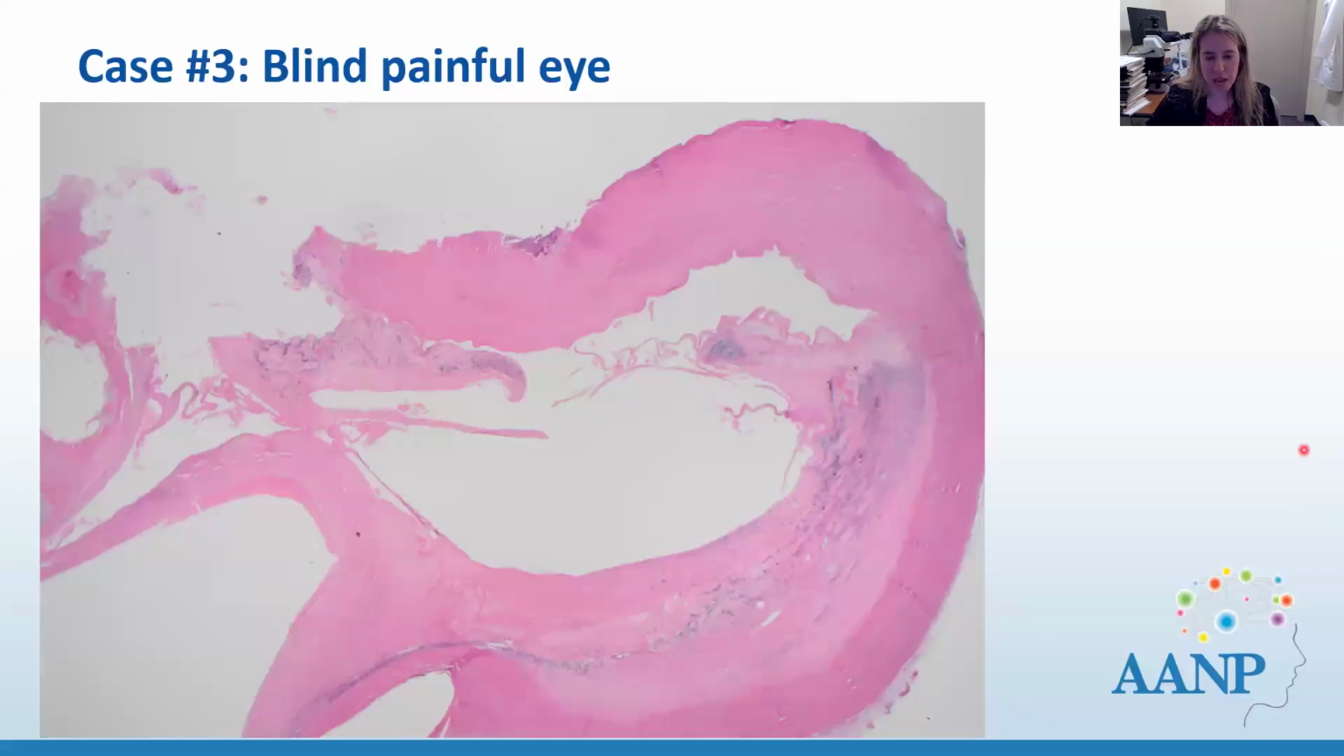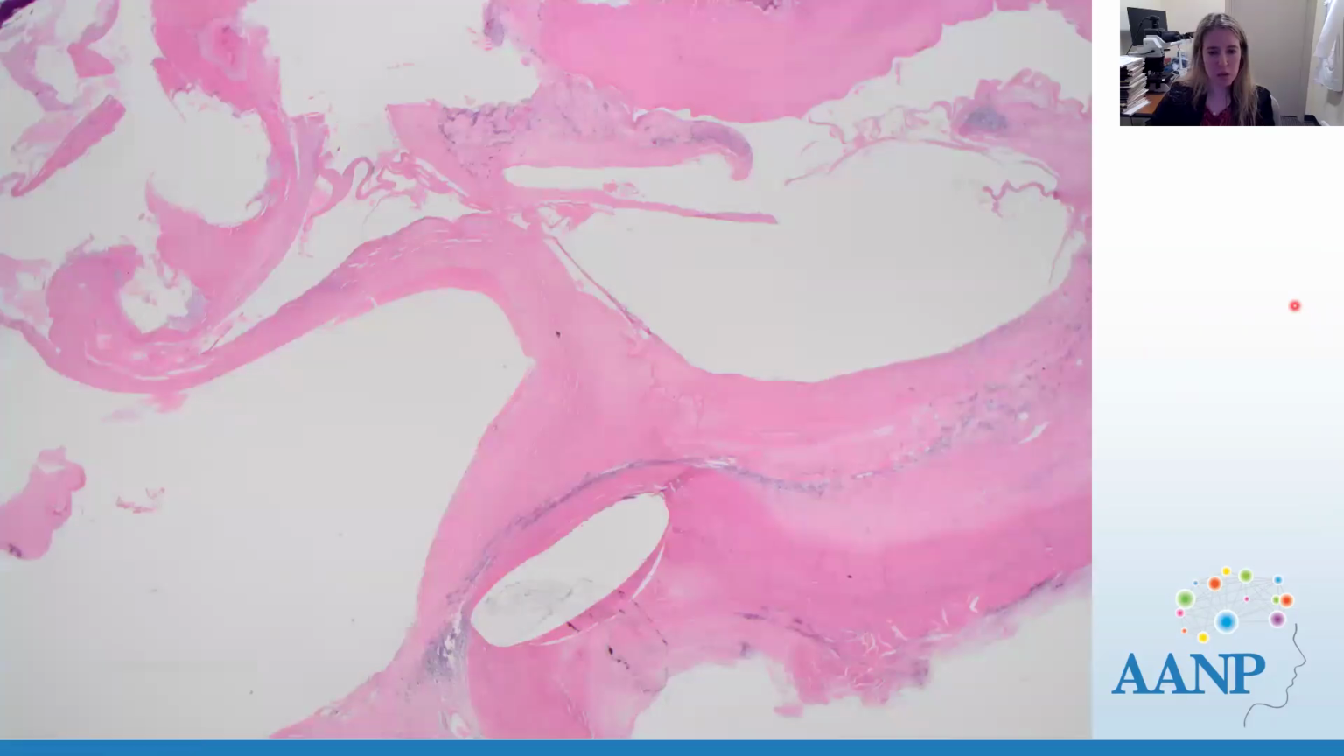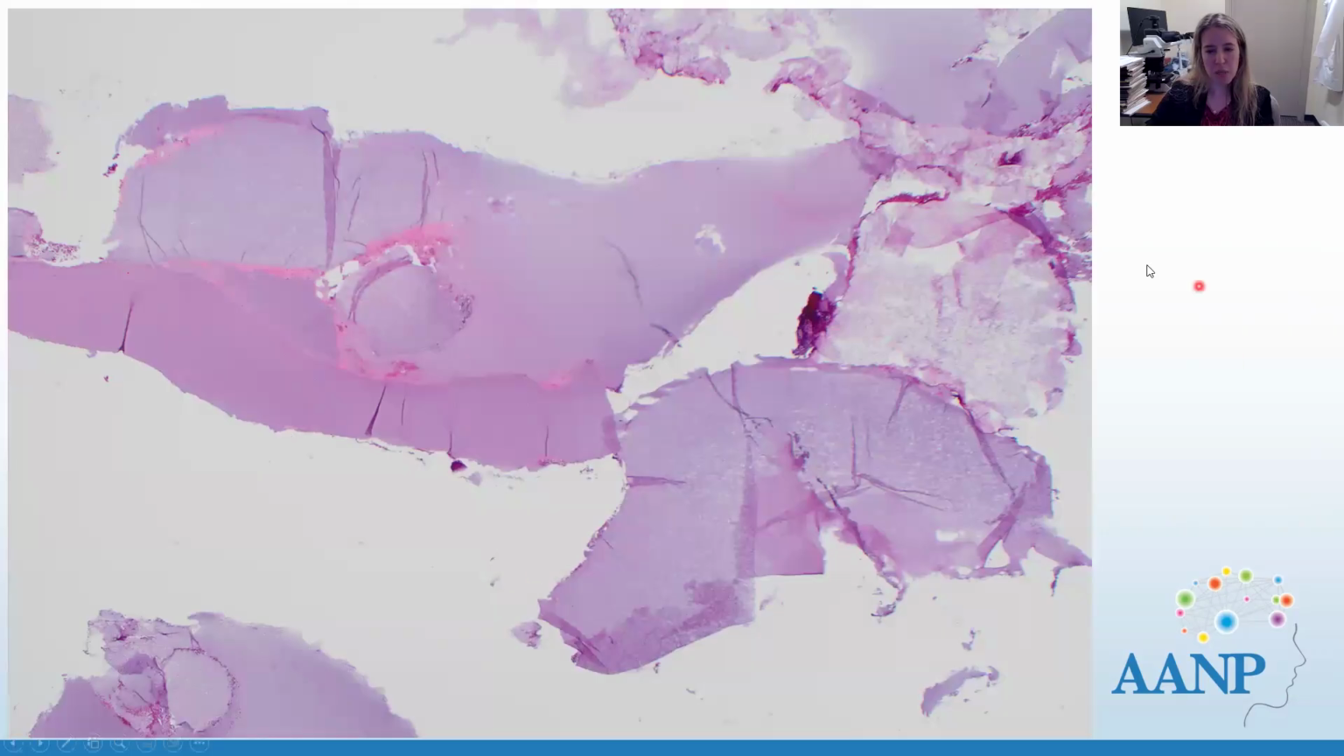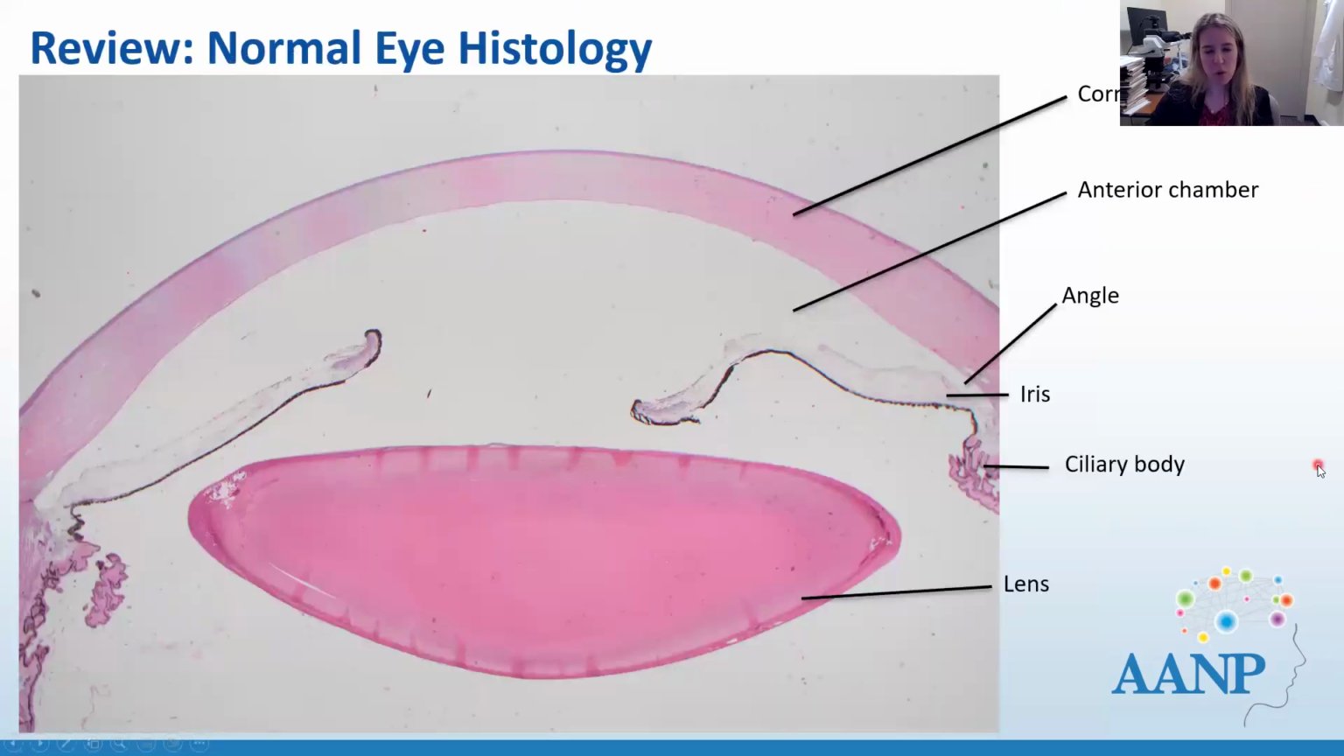And this is a blind painful eye. So in eye pathology, we'll often get blind painful eyes. They usually don't look like normal eyeballs. We'll scroll through a few screenshots of what this blind painful eye looked like before delving in. So you can see these are the pieces just that we'll be zooming in on. And then there's some other material that was here as well as part of that blind painful eye. So before we delve in, let's review some normal eye histology.